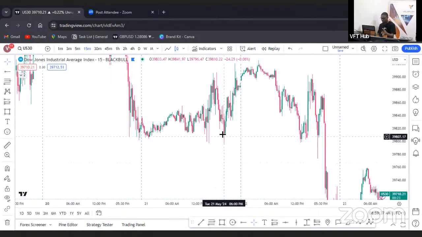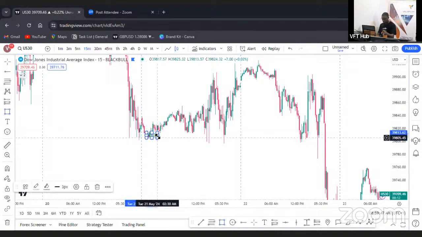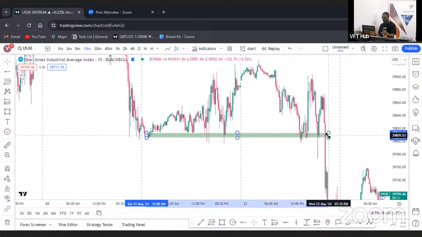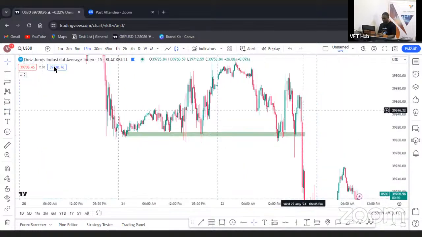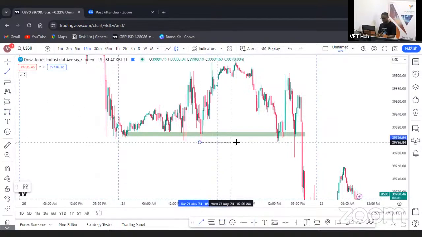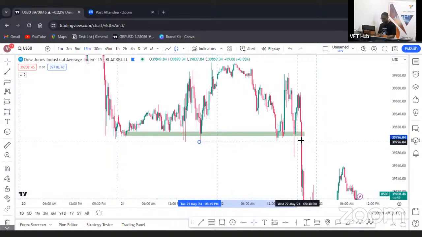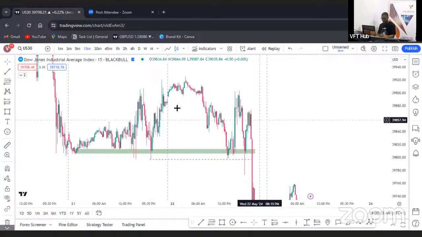We had a sweep around this region. Price swept through all of this low. Let me draw it out. Price swept through all of this low, right? And then they expected this to be a protected low, that nothing is going to come and disrupt this buy, right? Nothing is going to come and disrupt this buy.